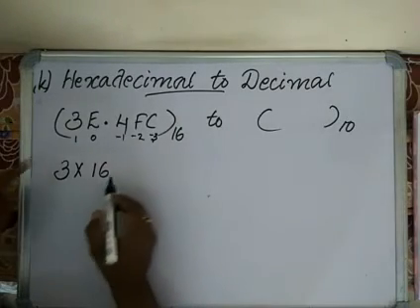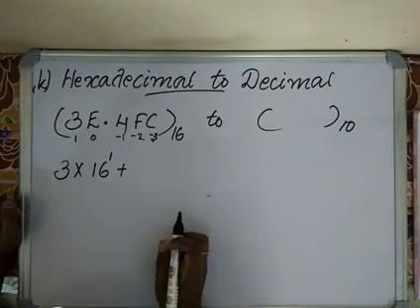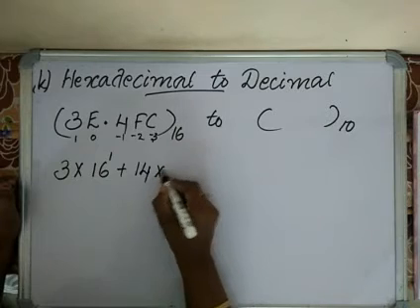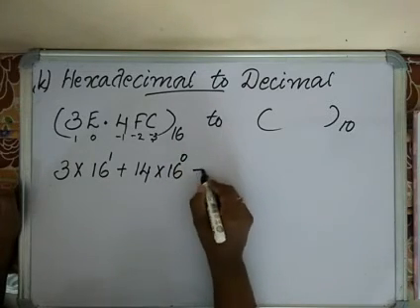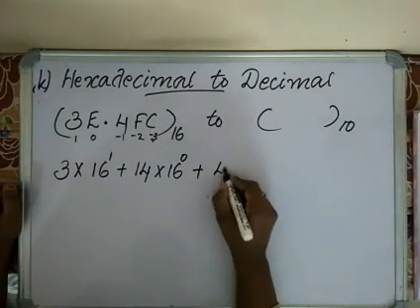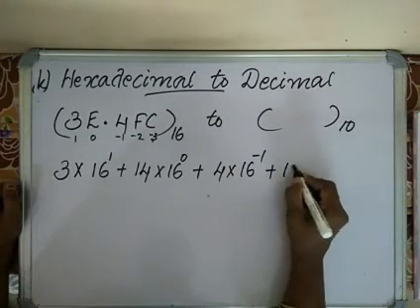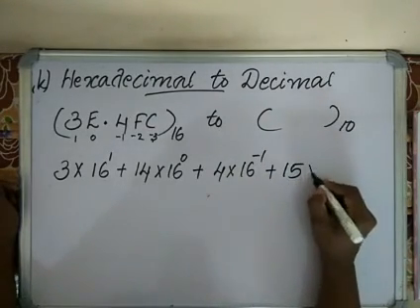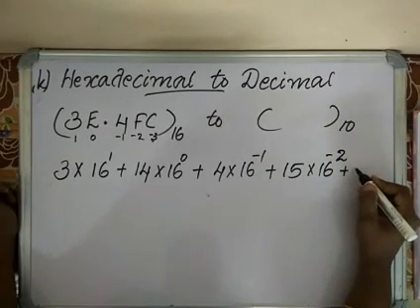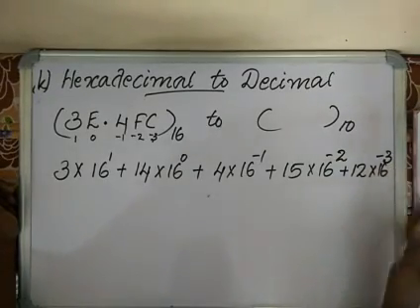Okay, so 3 into 16 raised to 1 plus E. E means 14. Decimal equivalent of E is 14 multiplied with 16 raised to 0 plus, we have to consider the fractional part, 4 into 16 raised to -1 plus F corresponds to the decimal 15 into 16 raised to -2 plus C. C corresponds to 12 into 16 raised to -3.